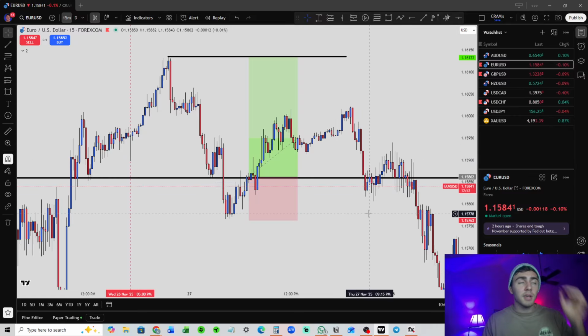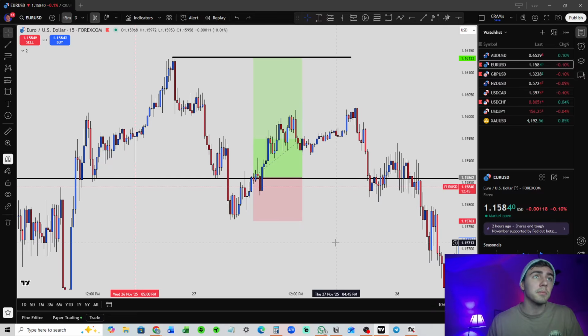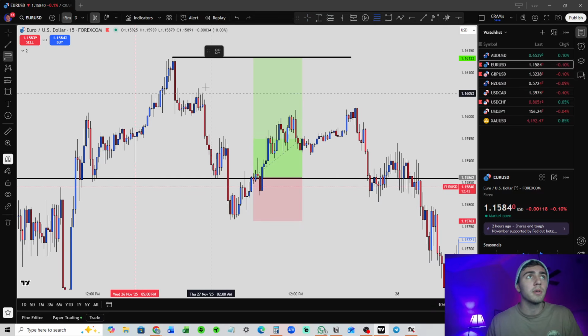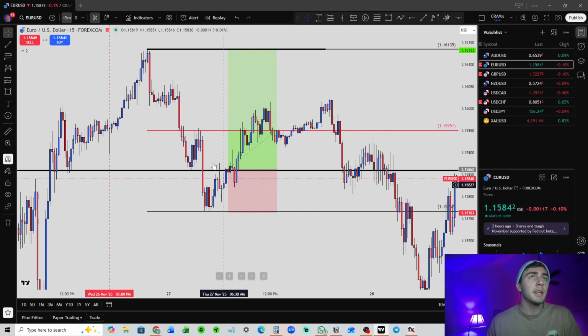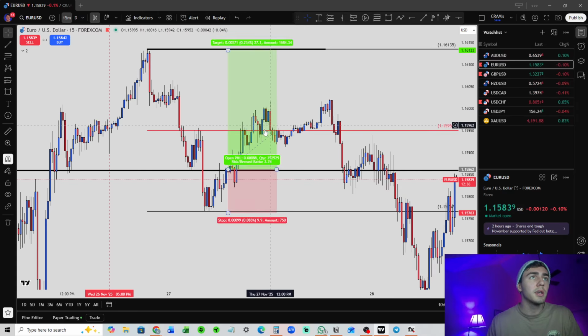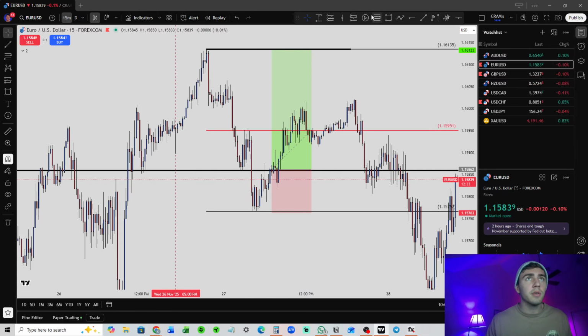I want to share this with you guys because I have a deep understanding of premium and discount. I have a deep understanding of percentage values, 50%, and so on and so forth. But you can see off of Euro US dollar, it basically reversed. Instead of full liquidity, it reversed off of 50%. So 50% of this move, specifically the pullback.